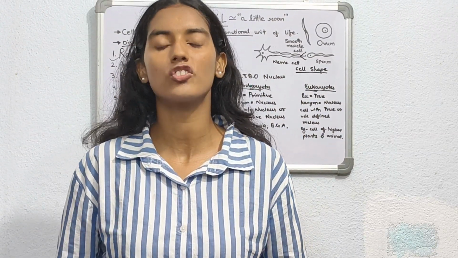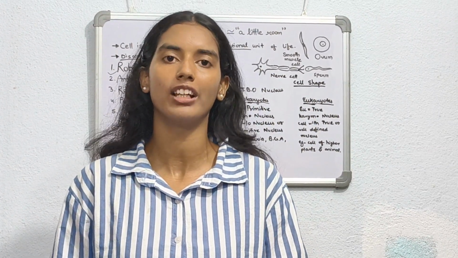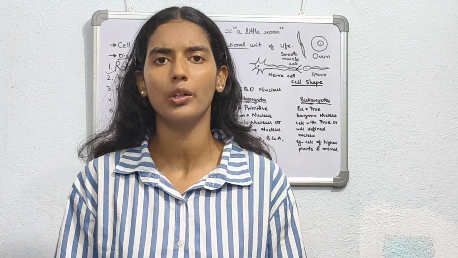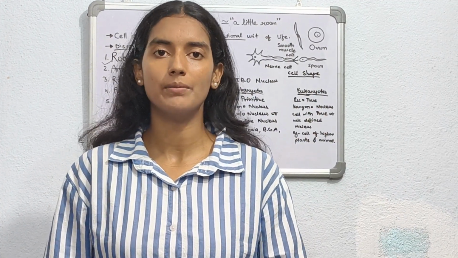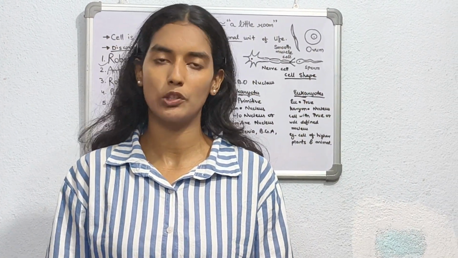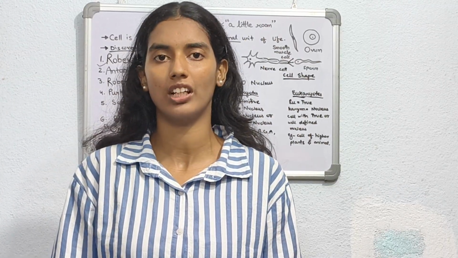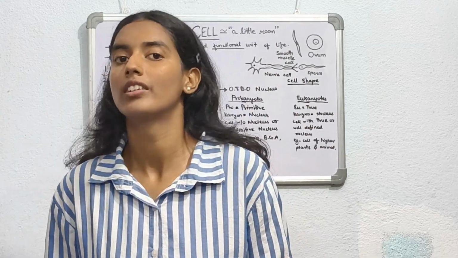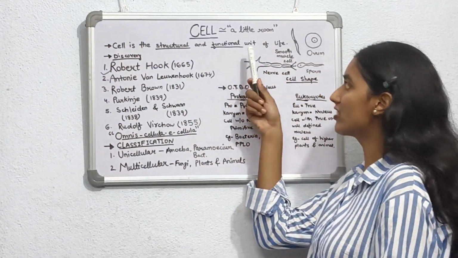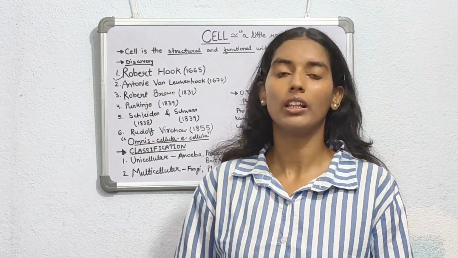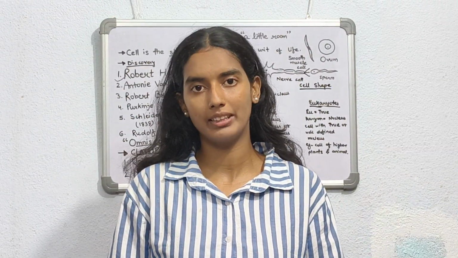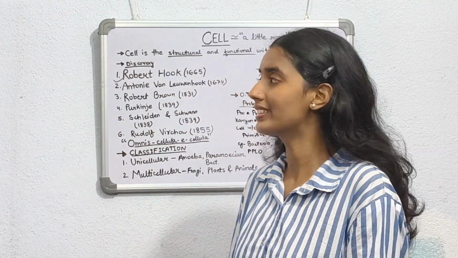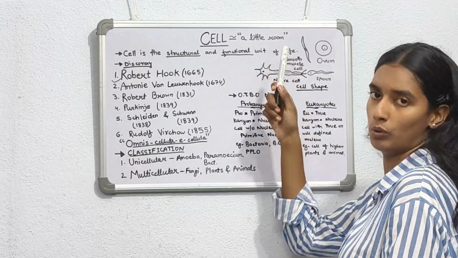A cell is the structural and functional unit of life. Why do we call it the structural unit? All organisms are made up of cells. That's why we call them the structural unit of life. We also call it the basic unit of life. Now, why do we call it the functional unit of life? Because all the metabolic functions are performed within the cell. The term cell means a little room.